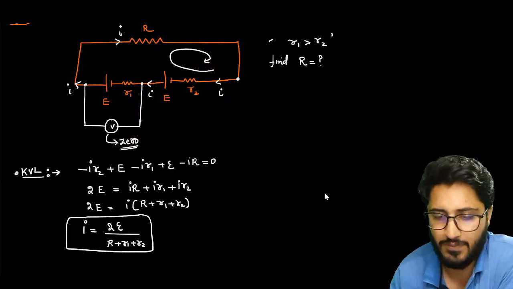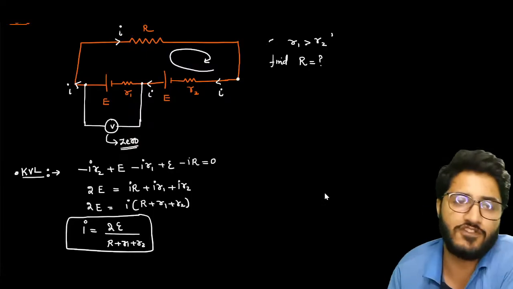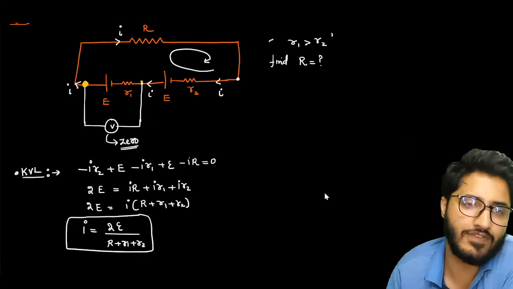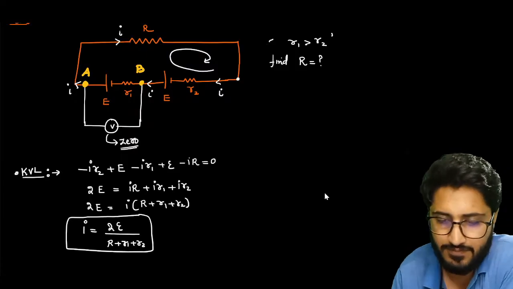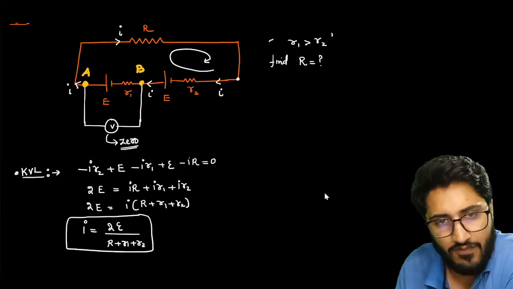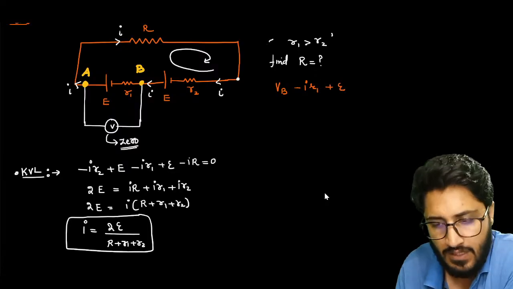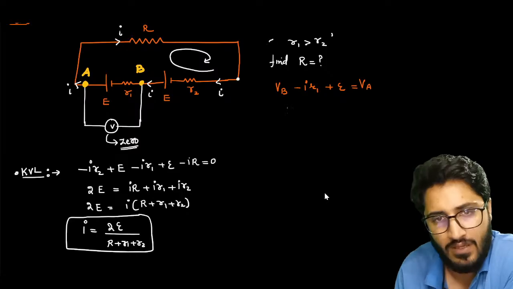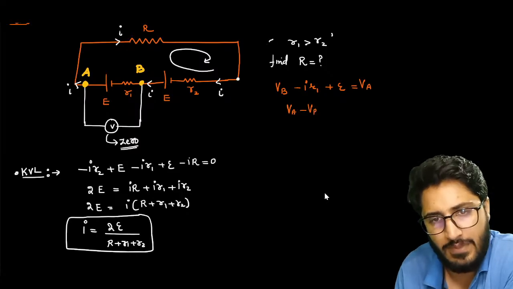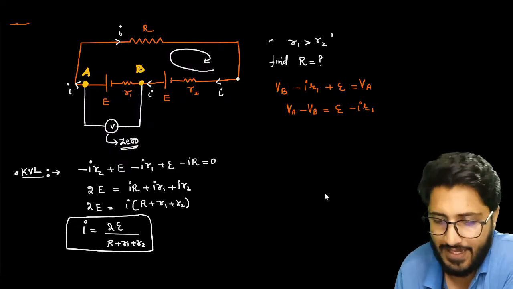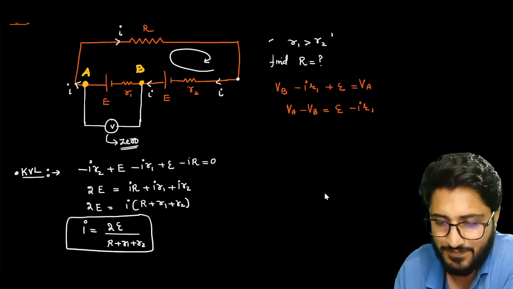Done? Now, the question is given for this one. I will take it as a first point and this one is a second point. If this one is A, this one is B. Clear? So I will write now VB minus IR1 plus E equals VA. So VA minus VB equals E minus IR1. I can write like this now? Yes, sir. Done?